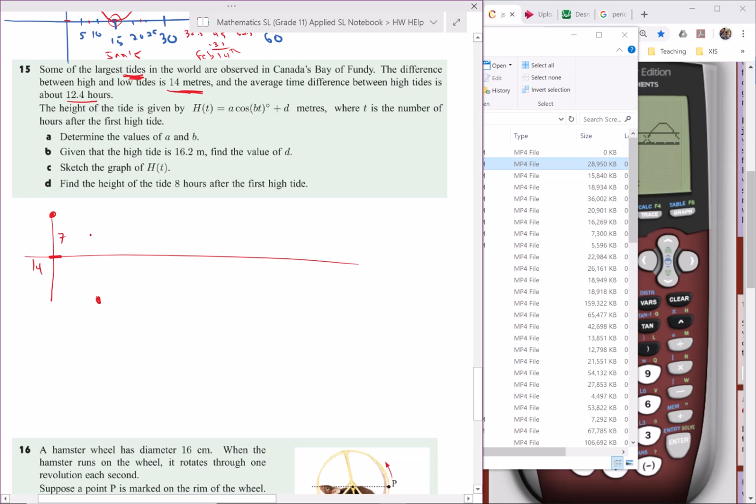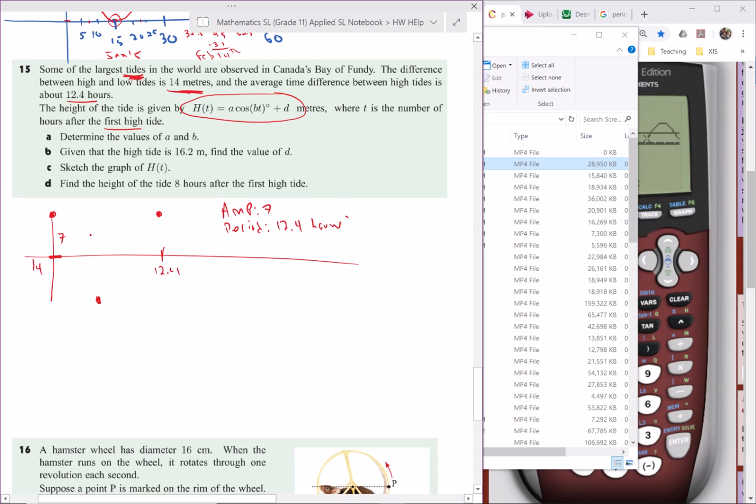They're saying that the average difference between high tides is about 12.4 hours, meaning after 12.4 hours, you would end up at a high tide again, right? So that's actually your period. So we now know the amplitude is 7, the period is 12.4 hours. And they're saying we want to use this function to model the tide, where t is the number of hours after the first high tide.